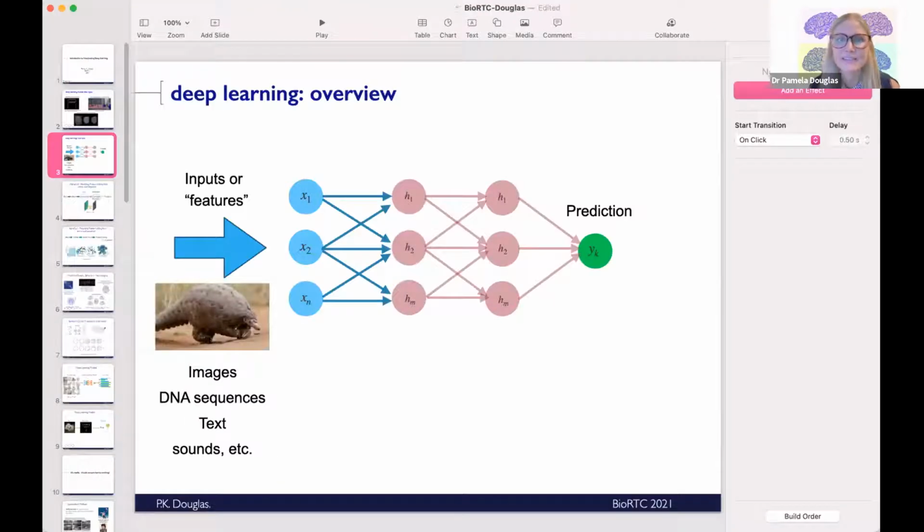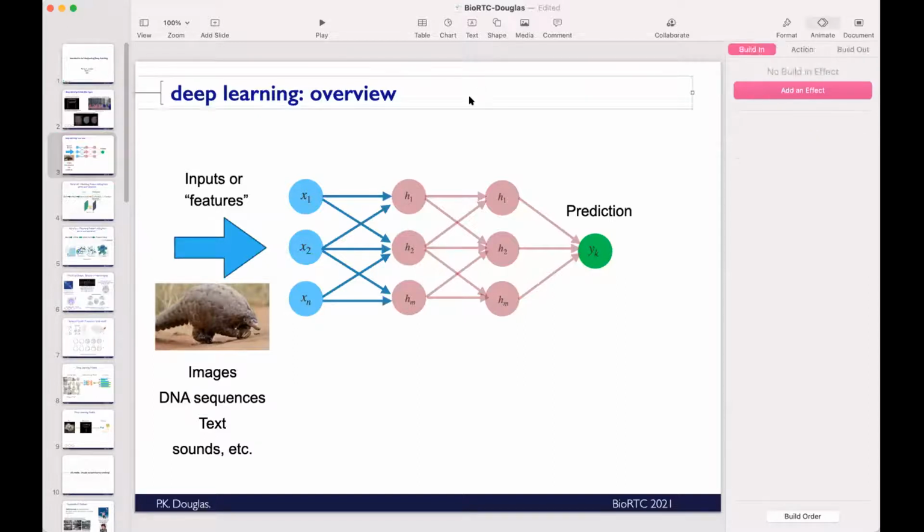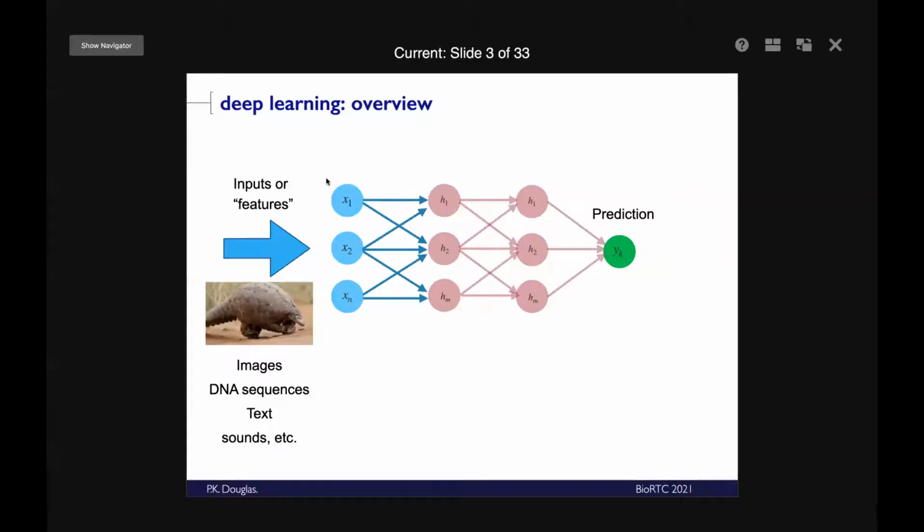I saw a hand come up. Is there a problem with the presentation? No. The presentation looks fine. You're in presenter mode. You can see your slides on the side, but yeah, it looks fine. Okay, great.